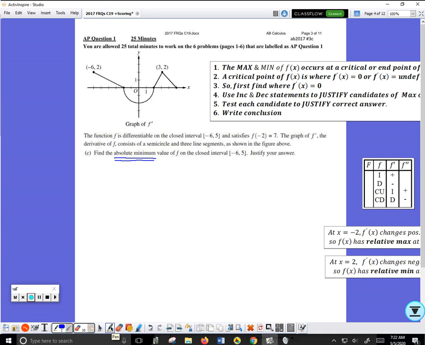What the AP graders often do is they think of this as a candidate's test, or they refer to finding the absolute min or the absolute max as a candidate's test. Therefore, they give points for the student identifying candidates as the first step. It's easy to get this first point, the point for identifying the candidates.